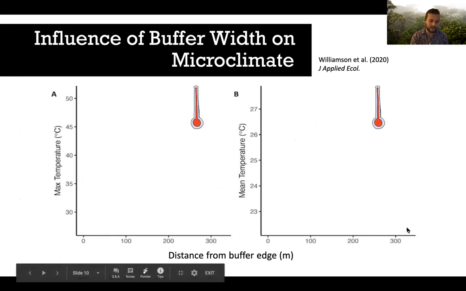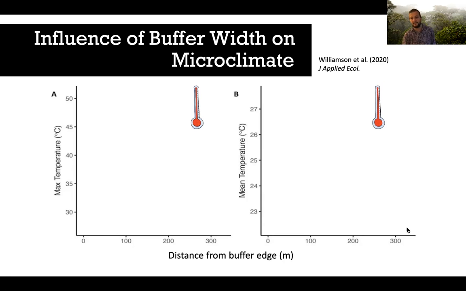What we were also really interested in is the width of these riparian buffers. Buffer widths are often mandated by law. So in Malaysia, it's a 20-meter buffer, but it varies around the world.